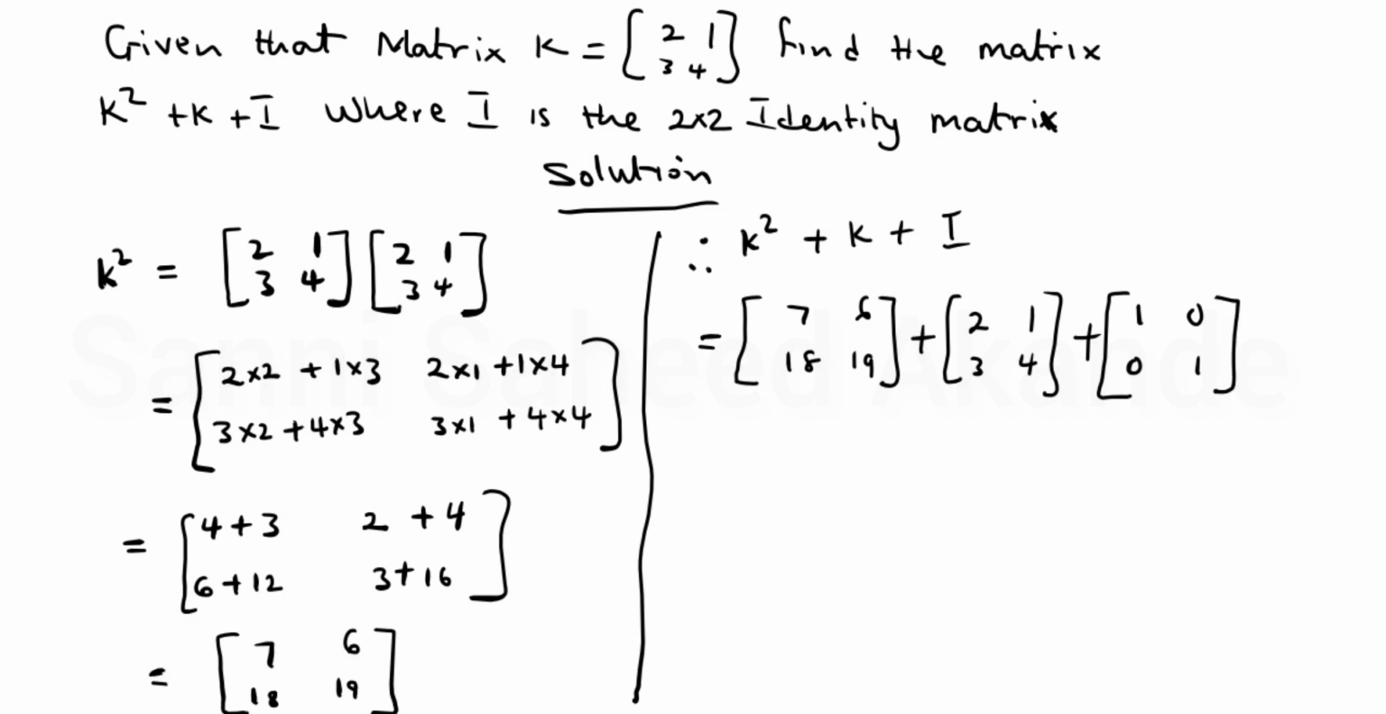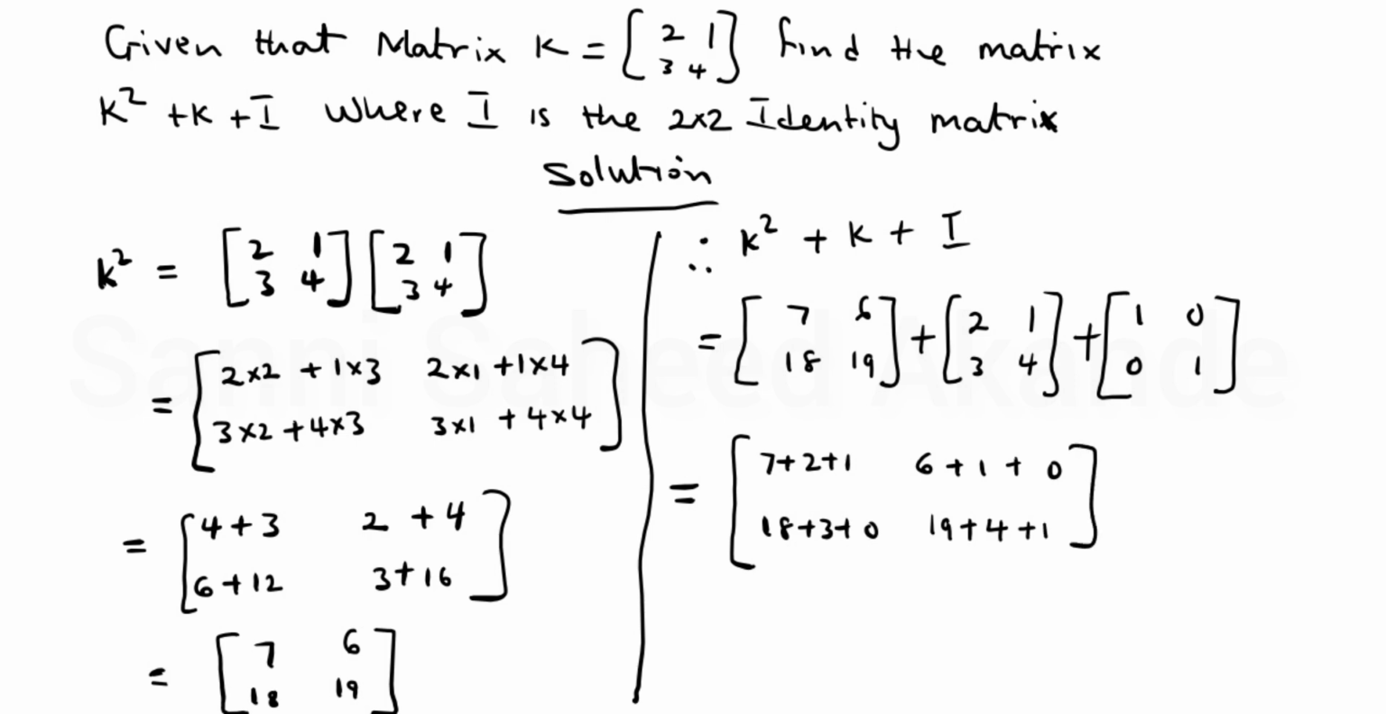Here we come to addition of matrices. So we have learned this before. Everybody should know what to do at this point. So let's add all these matrices together. Doing that, we have 7 plus 2 plus 1. Then we also have 6 plus 1 plus 0. Then we have 18 plus 3, then plus 0. We have 19 plus 4, then plus 1.